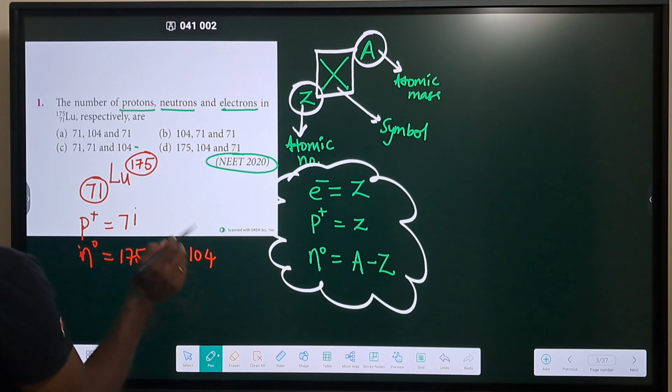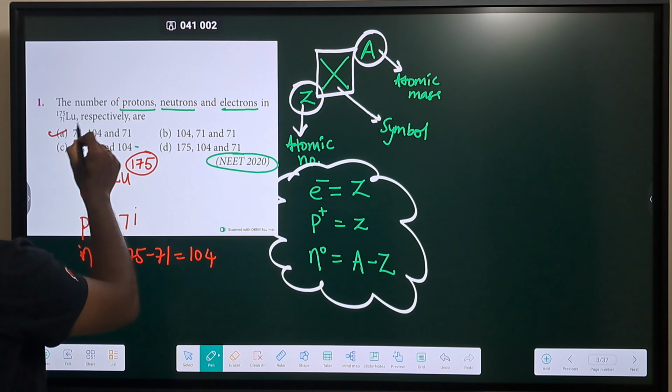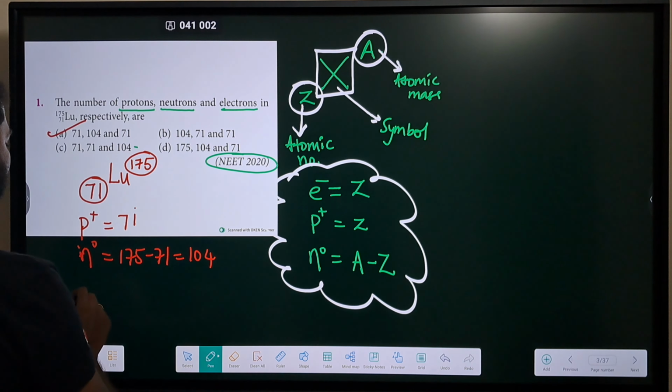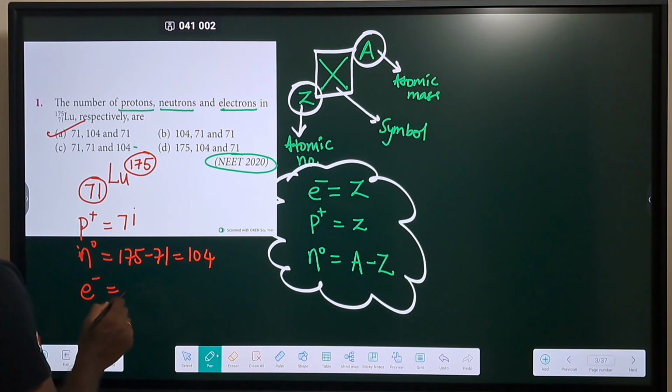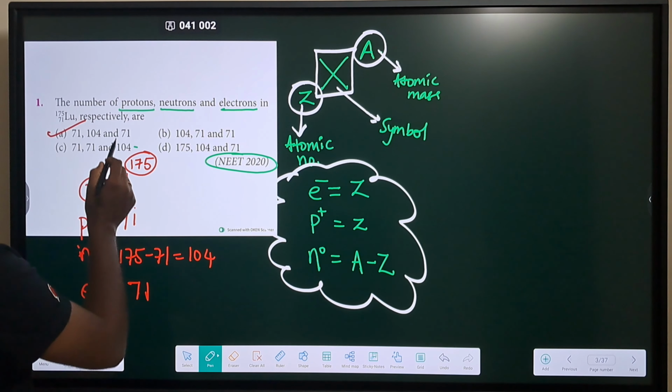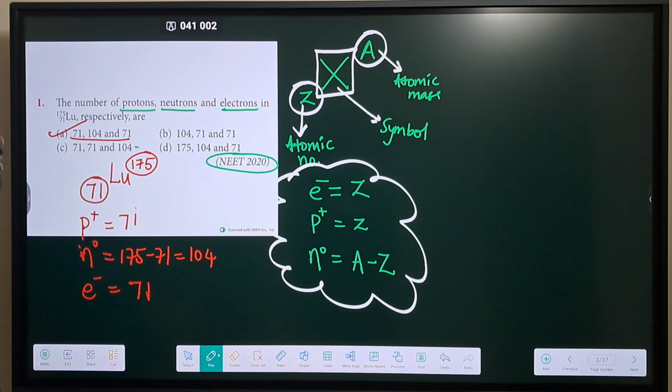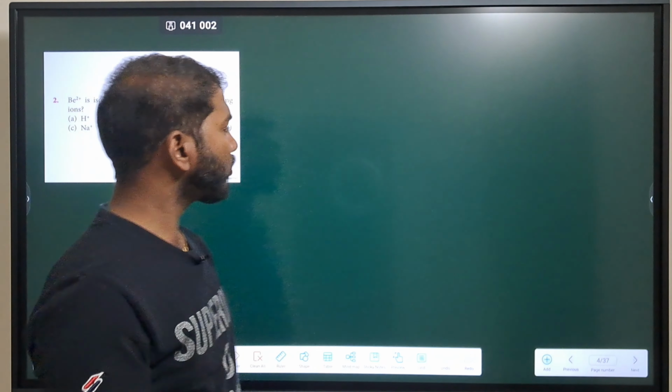So 71, 104. Where is it? Yes, we have got our answer, that is the first option. The number of electrons is anyway 71. This is so easy. This is the concept related to this, so please try to observe that.